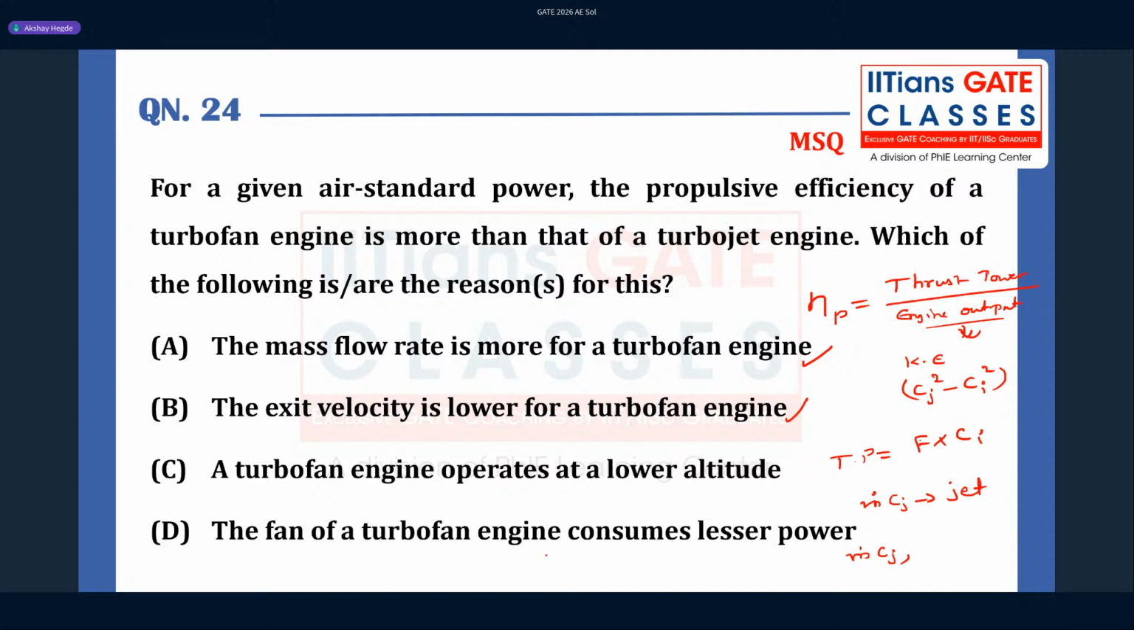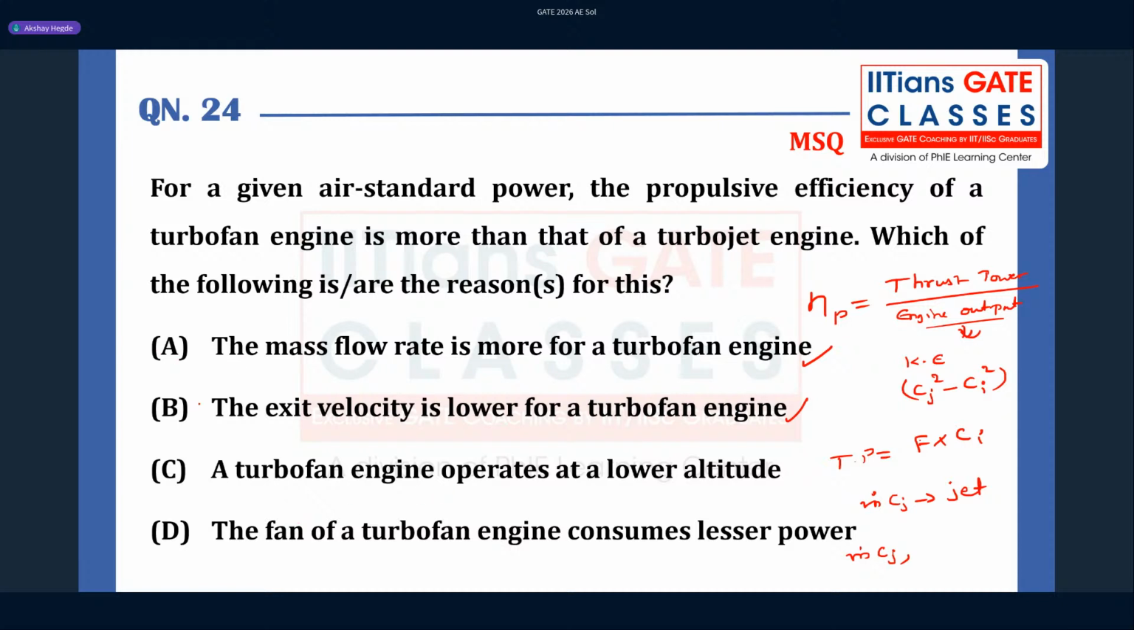The same goes for power, because we don't have an exact number for engine output power to say how much of that power is utilized in running a fan and producing the thrust. So in that sense, these two options that we have, option C and D, are not directly relevant to the propulsive efficiency of these two engines to correlate between them. So I am not going to choose these two options if it is given to me.